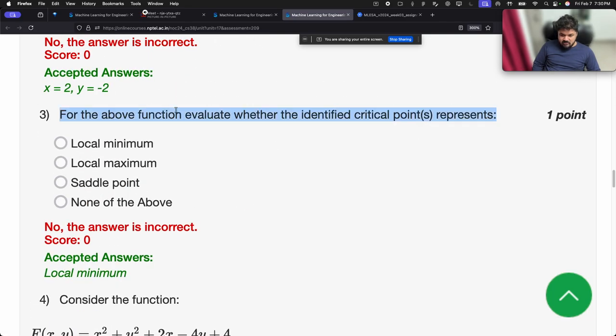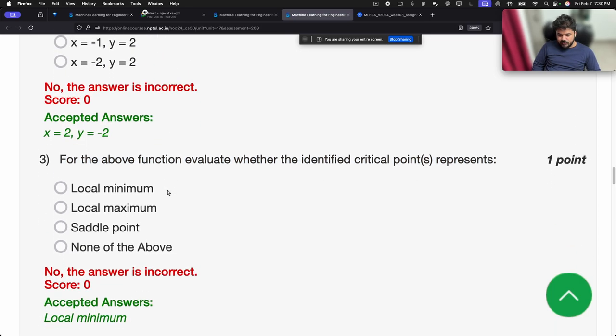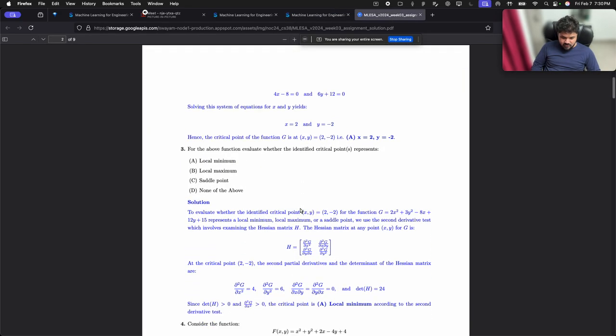For the above function, evaluate whether the identified critical point represents a local minimum, local maximum, saddle point, or none of the above. Okay. So how do you find local? You basically compute the second derivative. That is how you find it. This is the Hessian matrix to compute it. So the second derivative with respect to x will be 4, with respect to y it will be 6, and with respect to dy dx it will be 0. So the Hessian matrix becomes 4 0 0 6. The determinant becomes 24.